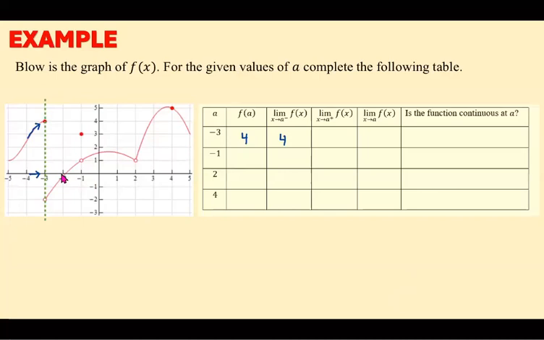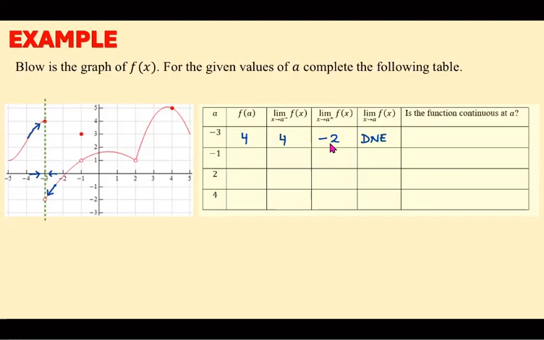Now let's look at the right-hand limit. If we go from the right towards -3, from this side, you'll see that the graph is going in that direction, down there, whose corresponding value is -2. So the left-hand limit is 4 and the right-hand limit is -2. That means the left-hand limit and right-hand limit are not equal, so the function is not continuous.